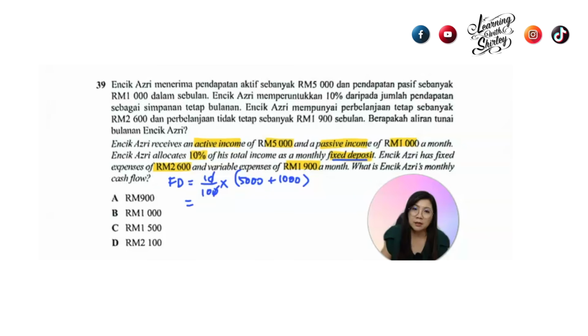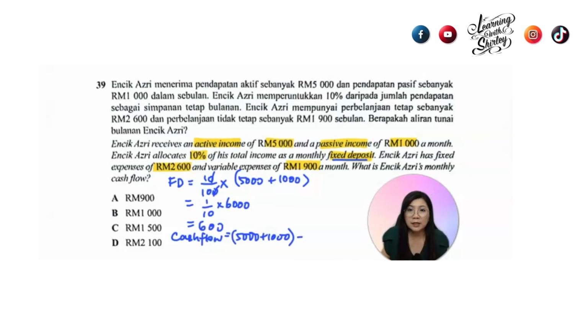10% of this is 1/10 times 6,000, which means this is 600. So he allocates 600 ringgit for FD. Now we have to find the cash flow. The cash flow is total income minus total expenses. So cash flow is total income, which is 5,000 plus 1,000, which is 6,000.